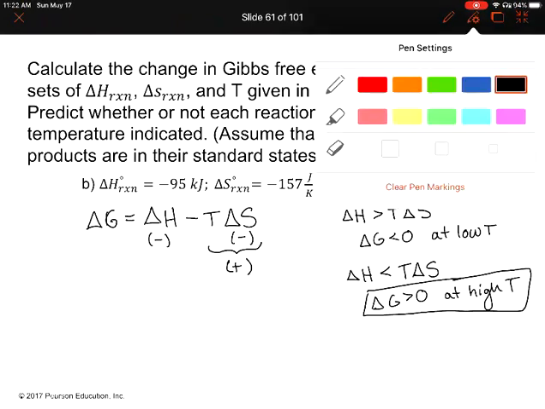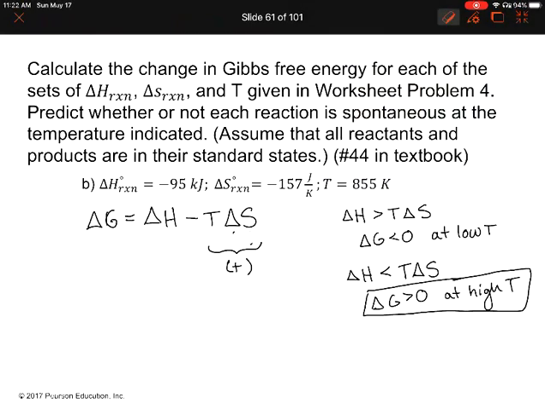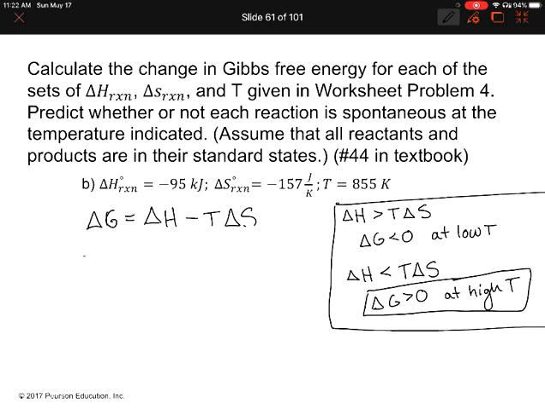So let's see if that is true. Let's do some calculations here. I'm just going to put a box around our prediction. All right, so delta H, we're going to convert to joules, just so all of our units are the same. And then our temperature is 855 Kelvin. And entropy is negative 157 joules per Kelvin.